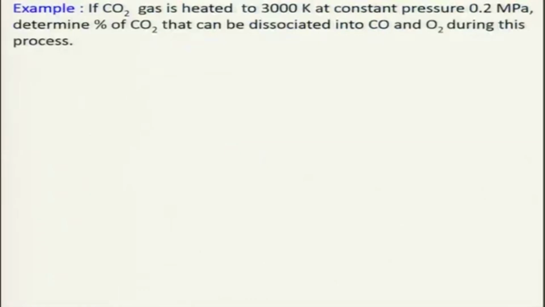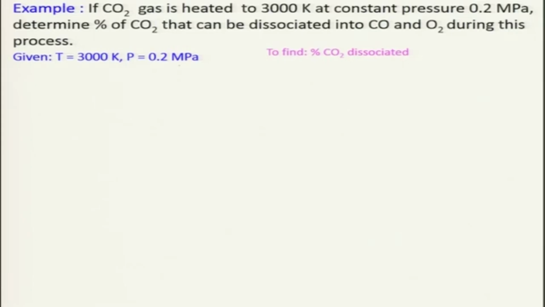So, we will consider an example. If carbon dioxide gas is heated to 3000 Kelvin at a constant pressure of 0.2 megapascal, determine the percentage of carbon dioxide that can be dissociated into carbon monoxide and oxygen during this process. Here the temperature is given as 3000 Kelvin, but in a real situation the temperature is not known, you will have to guess it and then go on doing that, and the pressure must of course be known, 0.2 megapascals.